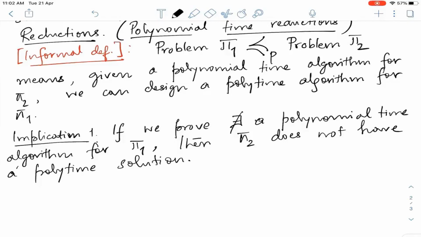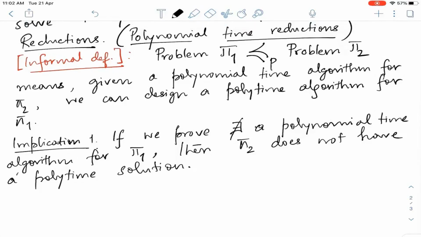And the easiest way to see this is to think of the opposite case, right? So suppose there does not exist a polynomial time algorithm for pi 1, but there exists a polynomial time algorithm to solve pi 2. But because I know that pi 1 can be reduced to pi 2, this contradicts our assumption that there does not exist an algorithm for pi 1. Yeah. So please remember that when you reduce pi 1 to pi 2, if you prove that pi 1 does not admit a good solution, then you can conclude that pi 2 will also not have an efficient solution. Okay. So this is the whole crux of doing all this reduction.